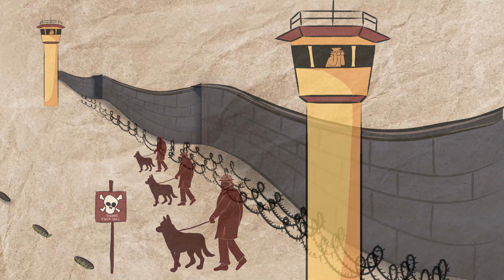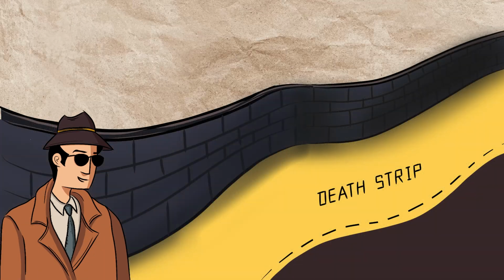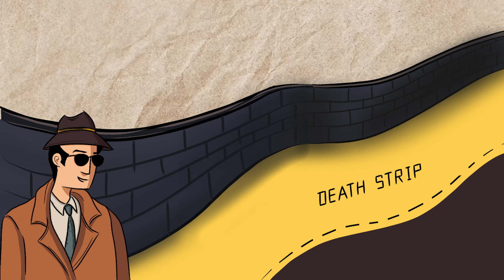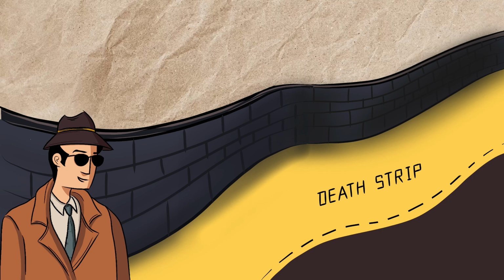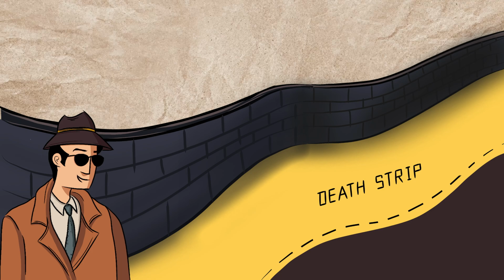They also built what became known as the Death Strip, a cleared area 100 meters wide. This strip was covered in sand to ensure guards had a clear view of anyone attempting to escape the wall, with orders to shoot on sight.